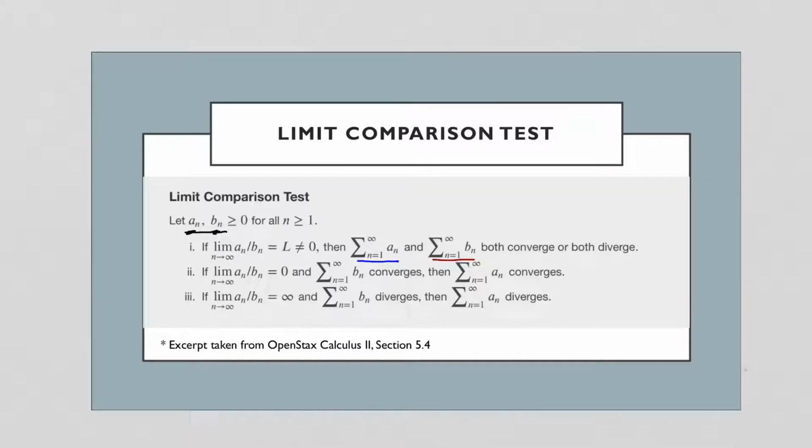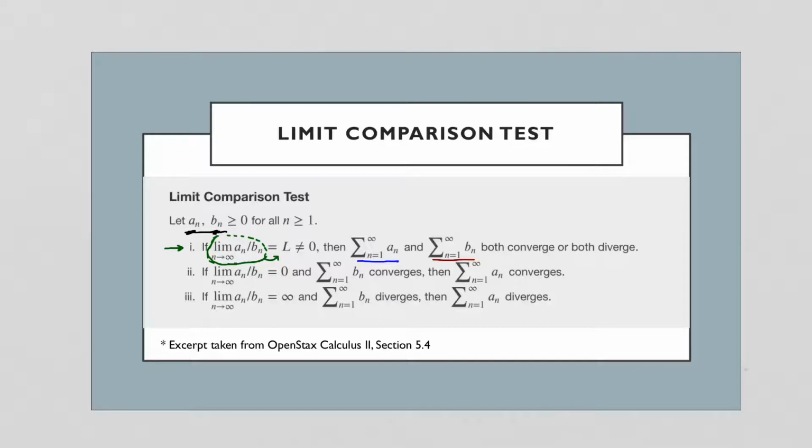Instead, the limit comparison test focuses on the limit. We will be taking the limit as n goes to infinity of the quotient of the terms a sub n over b sub n. And depending on the result, it will determine our conclusion. Most often, we use this first case in the limit comparison test.